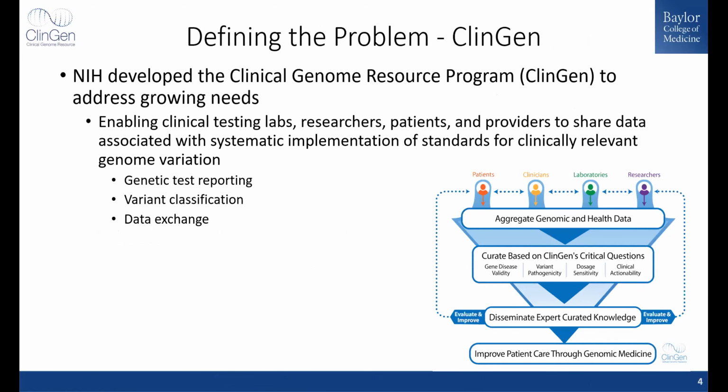So in terms of ClinGen, where this started with us, at least in terms of the registry efforts, NIH developed ClinGen, the Clinical Genome Resource program, of course, to meet these growing needs of enabling clinical testing labs, researchers, patients, and providers to share data associated with systematic implementation of standards for clinically relevant genome variation, as it relates to genetic testing, variant classification, and data exchange. The items that we're mostly going to be talking about today are some of this curated knowledge and how we're able to use variant naming to power some of that, and variant pathogenicity, and how our efforts support this.